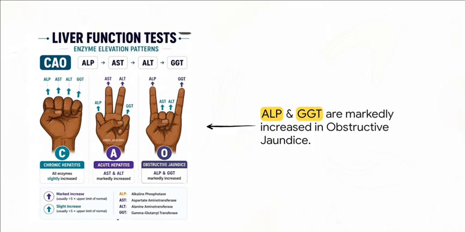Well, based on our left to right map, what are those outer fingers? The pointer is ALP and the pinky is GGT. Notice those thick purple arrows, the marked increases, sitting right on top of them. At the same time, the inner fingers, AST and ALT, are tucked away with just thin teal arrows representing a slight increase. So O is for obstructive, the horns, and the horns mean the outer enzymes are spiking.